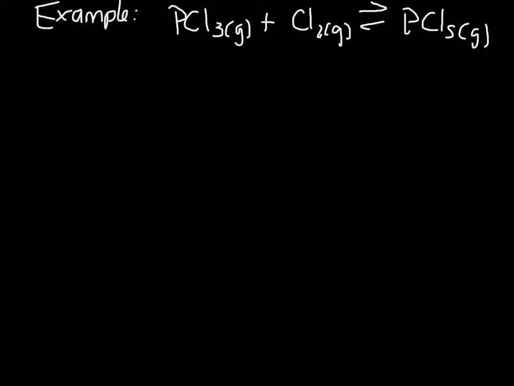Then we want to create our three rows: initial, change, and equilibrium. So our initial concentration: we have 0.20 moles of PCl3 and 0.10 moles of Cl2 put into a 1 decimeter flask at 350 degrees. The reaction which produced the PCl5 was allowed to come to equilibrium. So remember, the initial concentration of PCl5 is going to be 0.